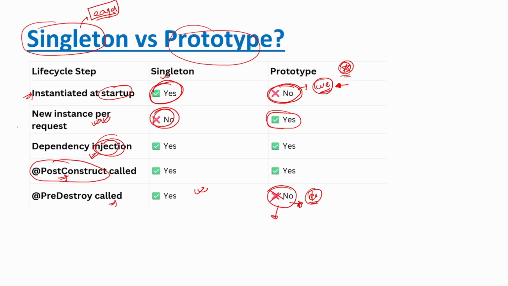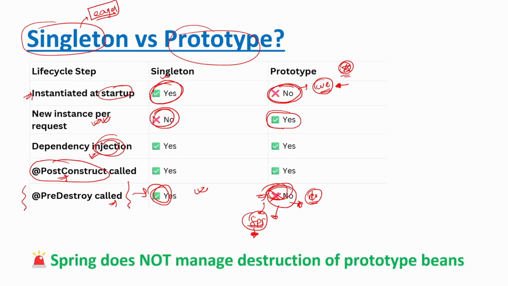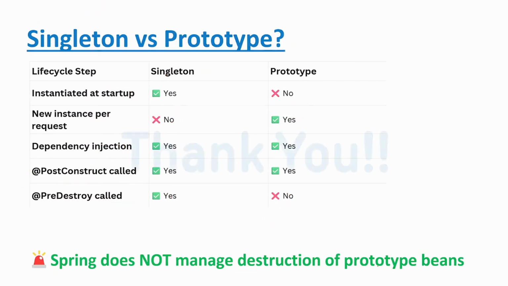In the case of the singleton bean, pre-destroy methods are called, but in the case of prototype scope, pre-destroy is not called, because Spring forgets about the prototype bean after returning it, and does not track it. So Spring does not manage the destruction of the prototype bean.